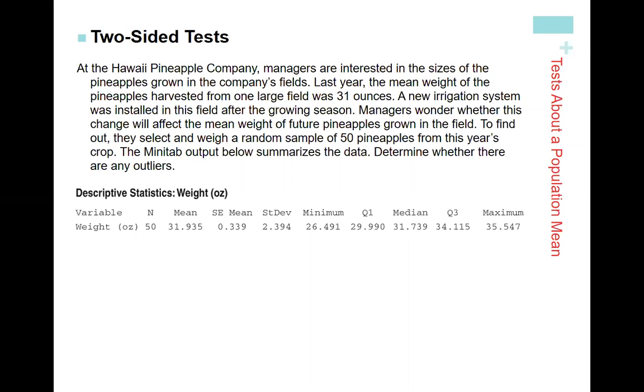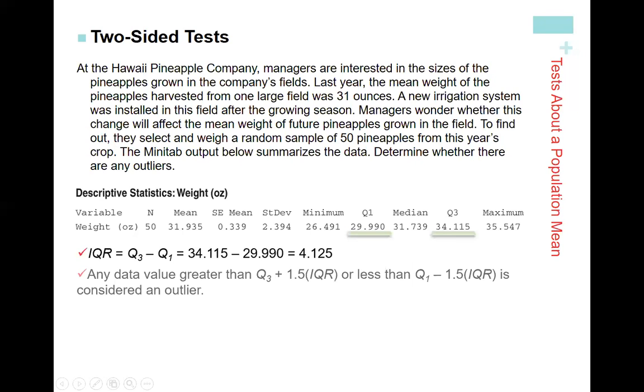So that means we need to find our interquartile range. Let's see where it is. There's our Q1 and Q3, so we're going to subtract them. That's our interquartile range. So take Q3 and add that 1.5 times the interquartile range. Take Q1, subtract the 1.5 times the interquartile range. Those are our boundaries. Anything above the top or anything below the bottom is an outlier.